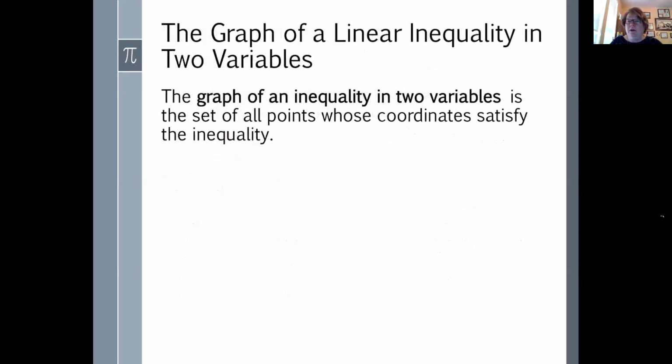The graph of a linear inequality in two variables. The graph of an inequality in two variables is the set of all points whose coordinates satisfy the inequality, and there may be an infinite number of them. What's the procedure for graphing linear inequalities?